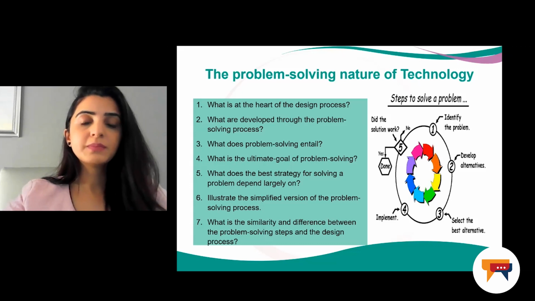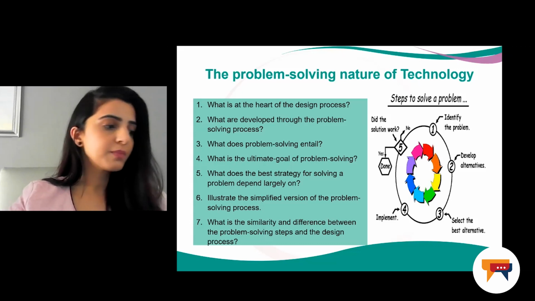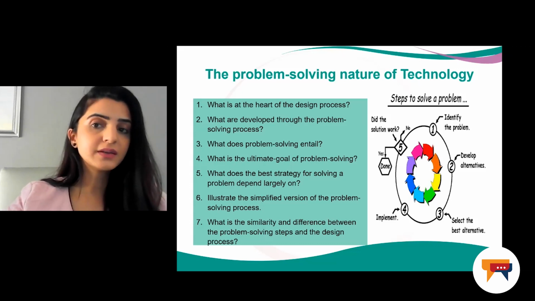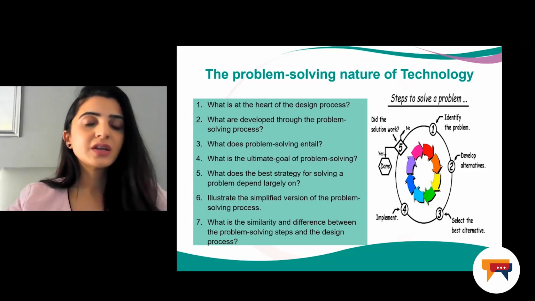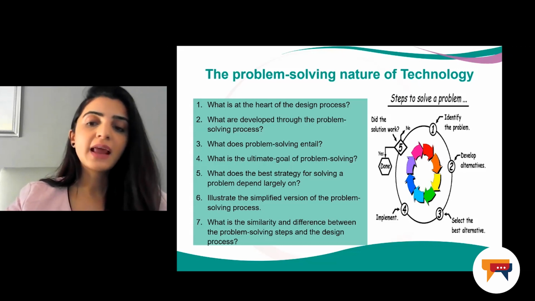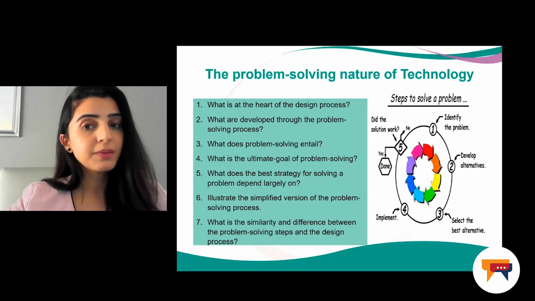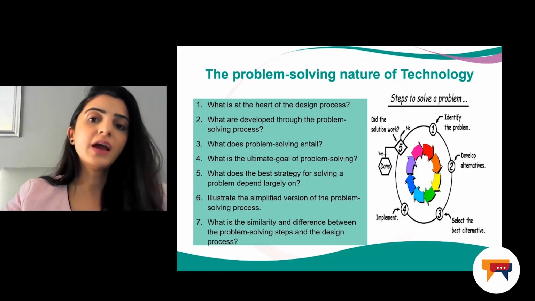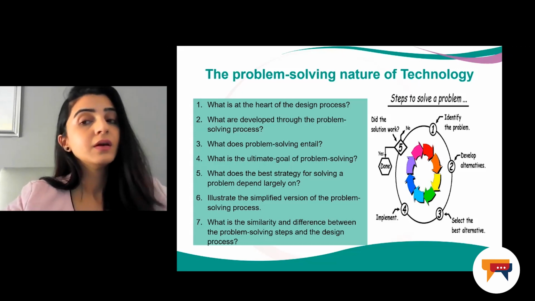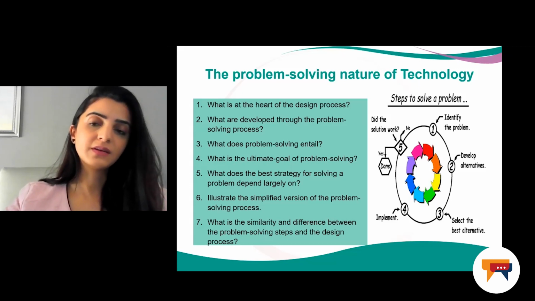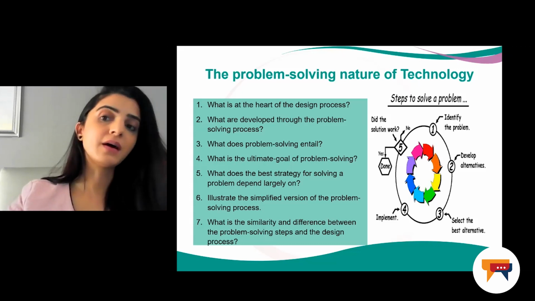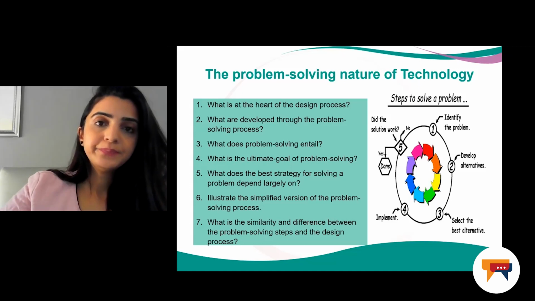The steps to solve problems, remember, firstly, you're identifying the problem. Secondly, you're developing alternatives. There must be some selection that you need to choose from. Then you select the best alternative, then you implement it, and then you need to reflect. Did the solution work? Yes or no? Have a reason, and reflect on how you can do things better.